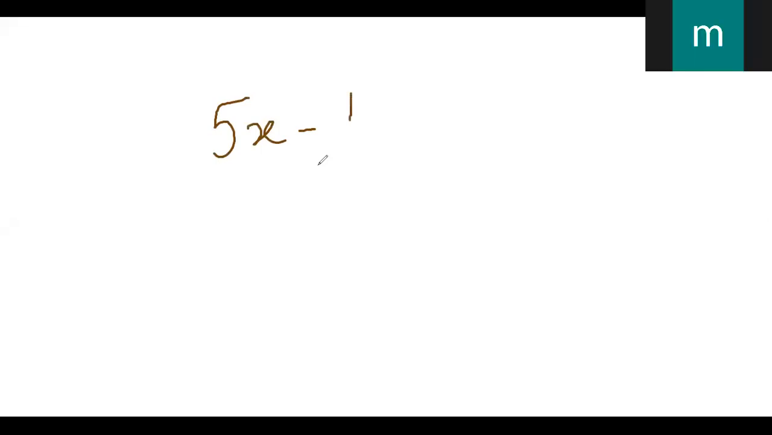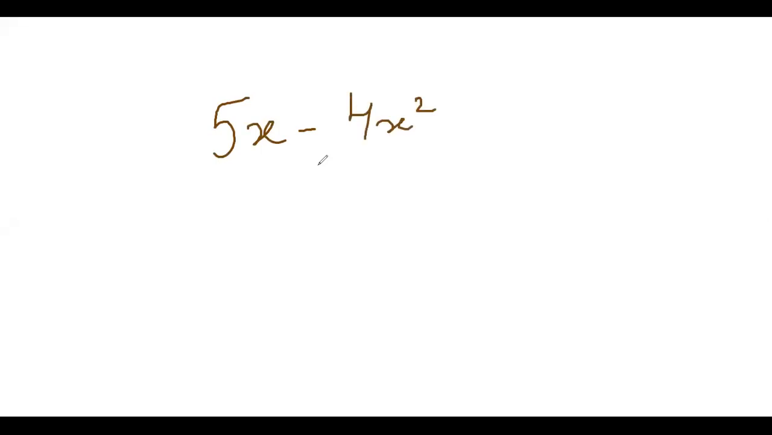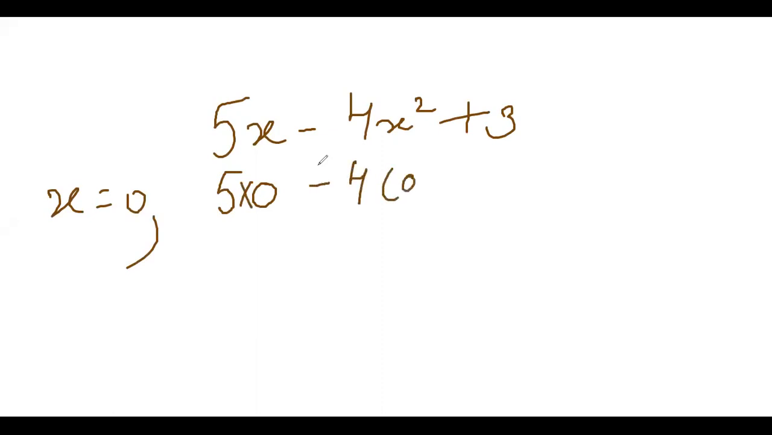आपको what the expression is given, 5x minus 4x square plus 3, polynomial is given. Here you are to find out the value of the polynomial when x is equal to 0. Firstly, we'll put x equal to 0. So just put the value as x equal to 0, right? So 5 into 0, 0, 4 into 0, 0 plus 3. So what will be the value here? 3, yes.